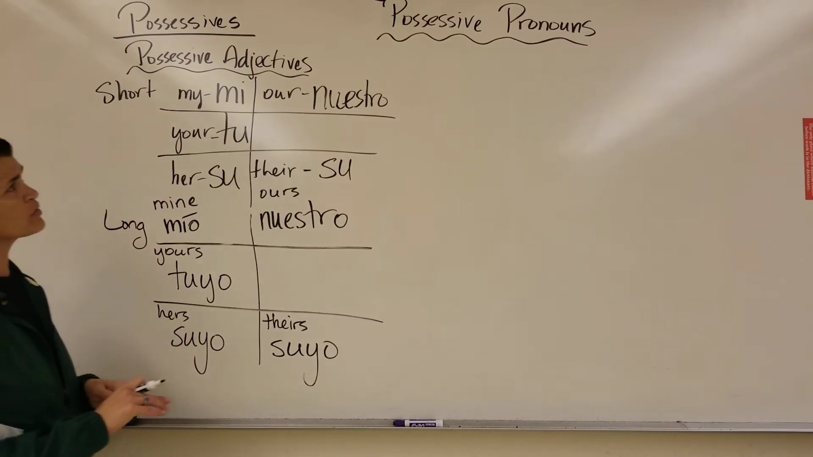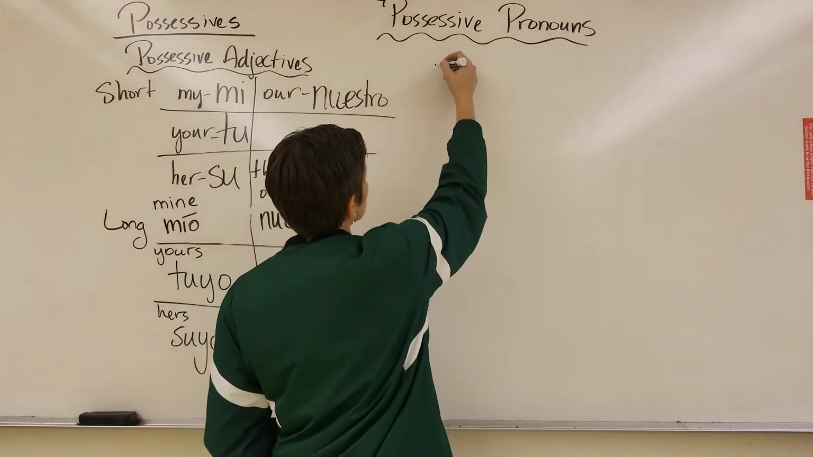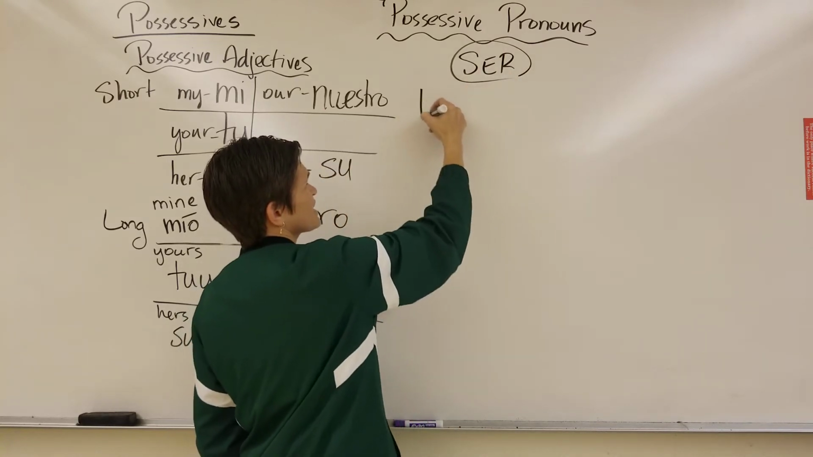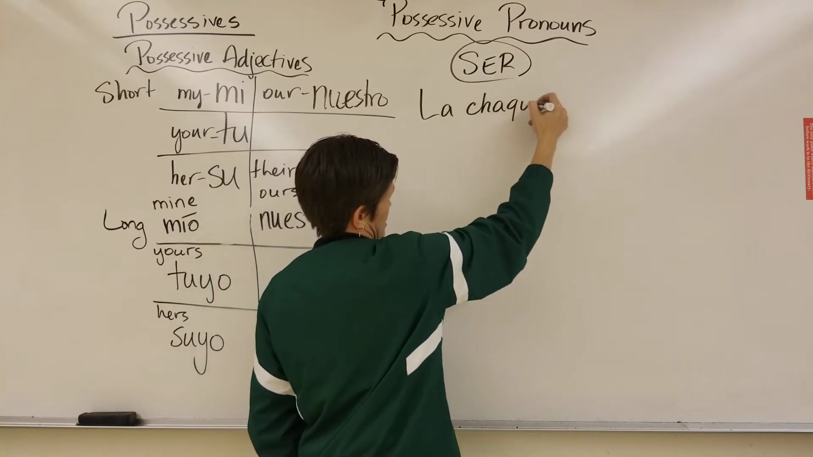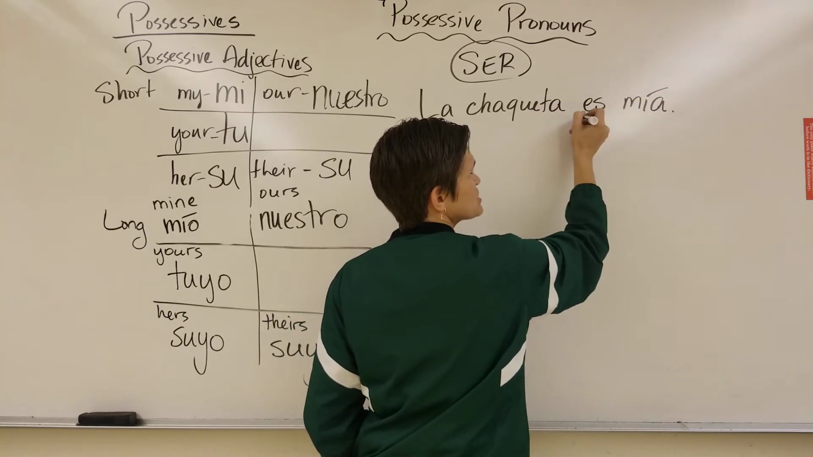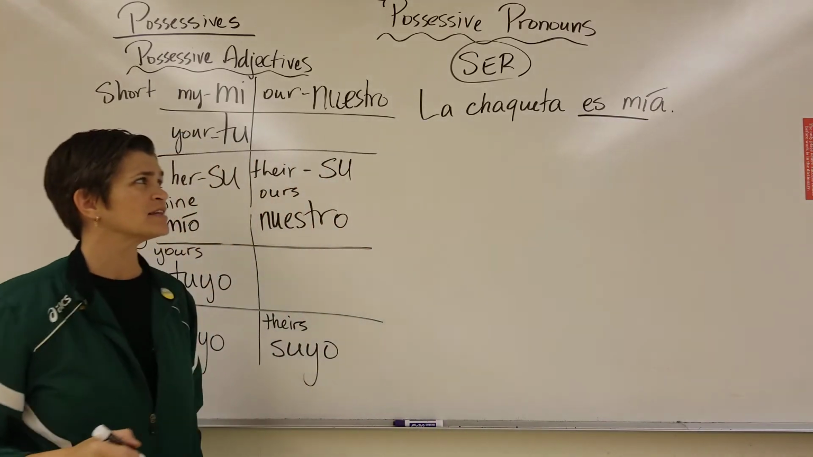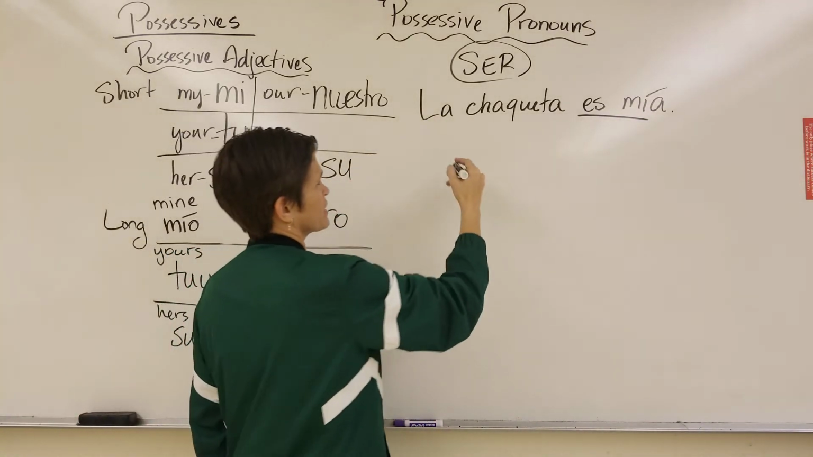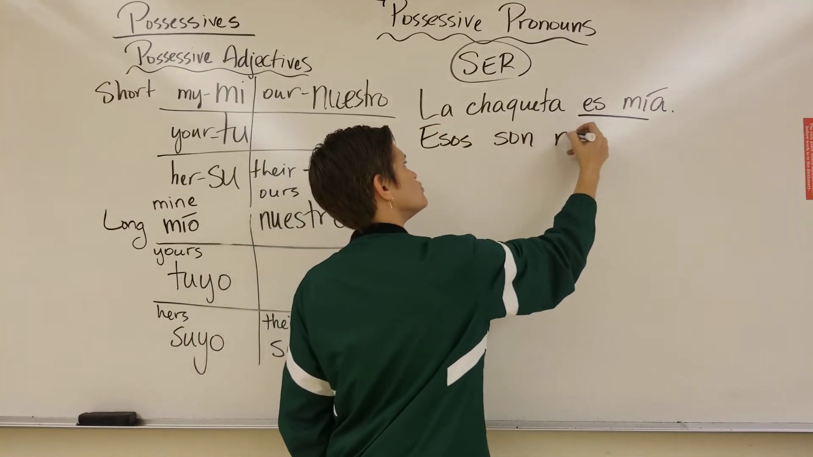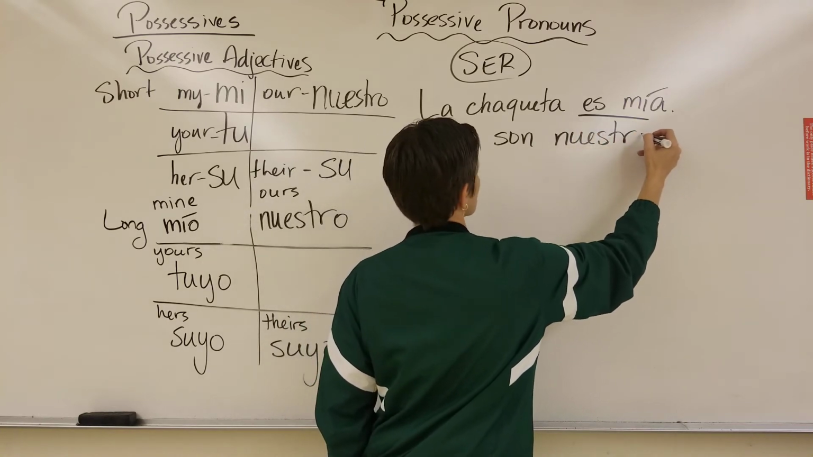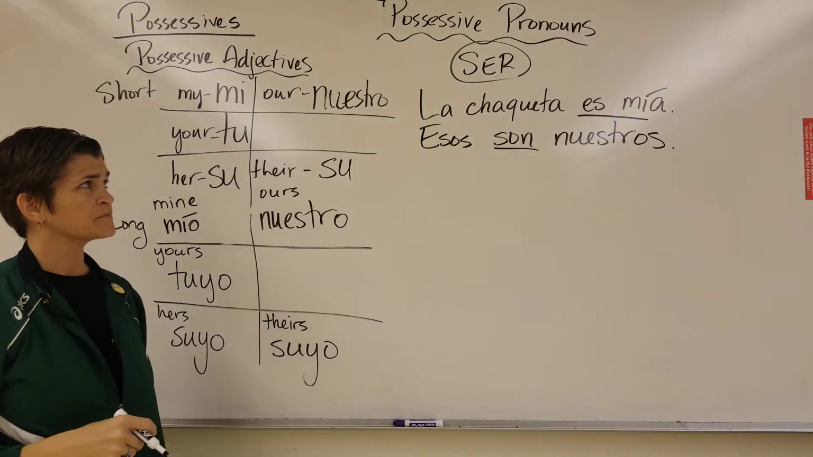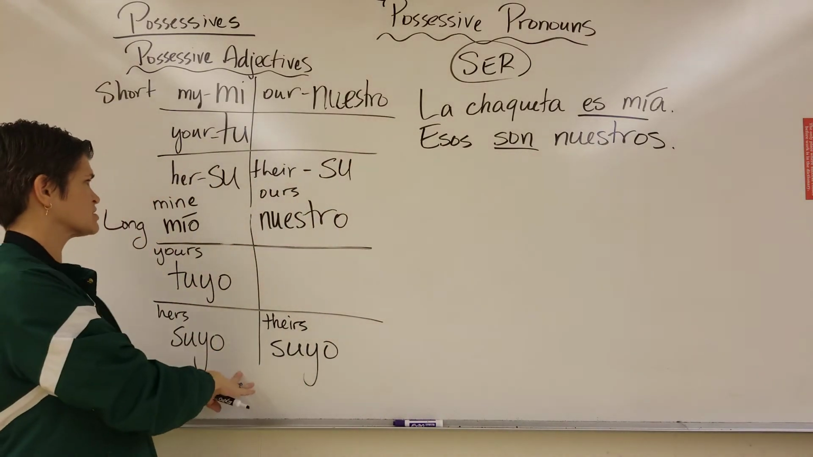And so when we use it as a pronoun, when we used it before, we only used it with the verb ser to say, la chaqueta es mía. And we just used it with ser, so it translated exactly like English. The jacket is mine, or esos son nuestras, those are ours. And we're using the verb ser. And that's how we used these long forms before.